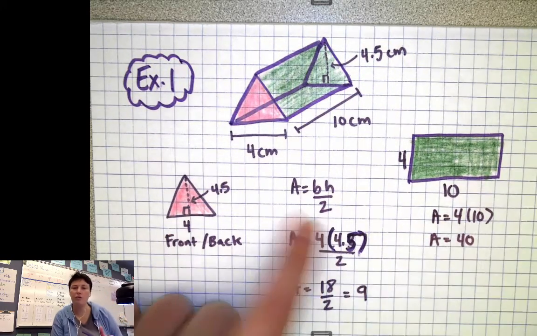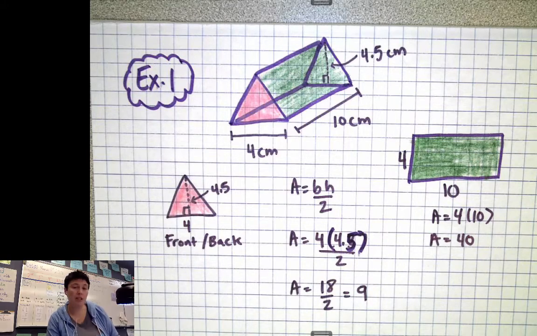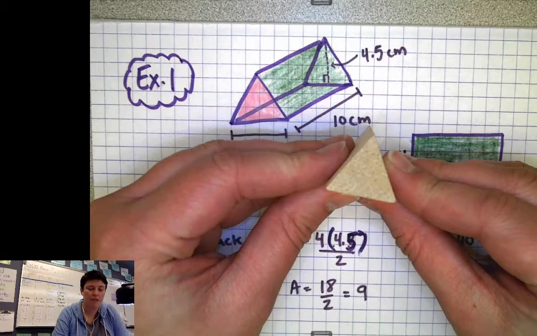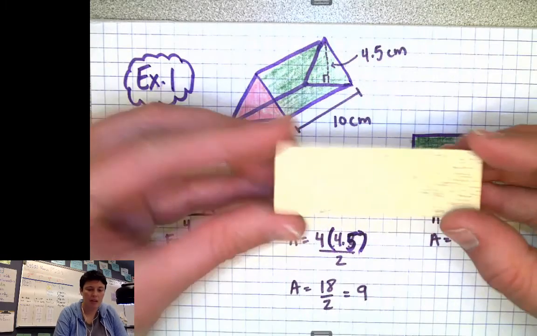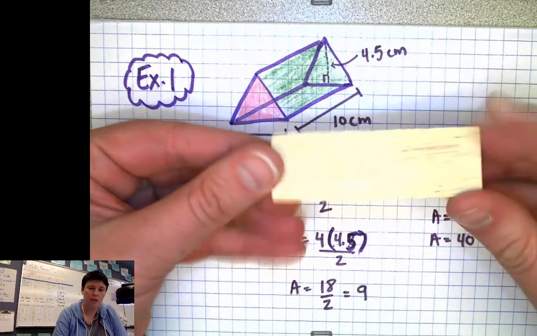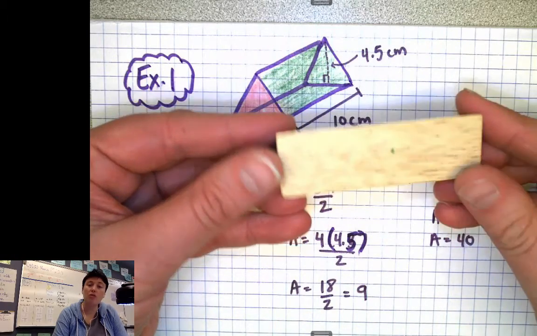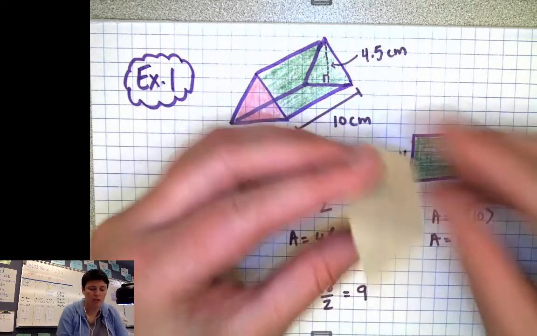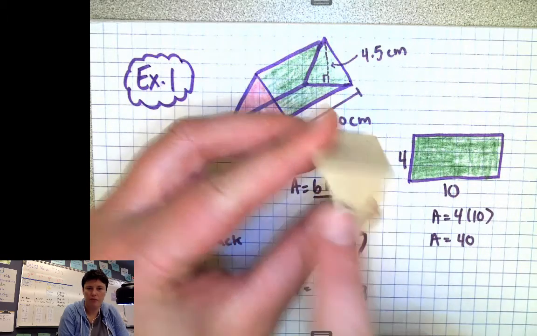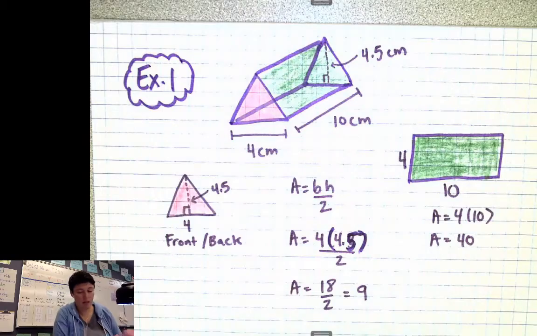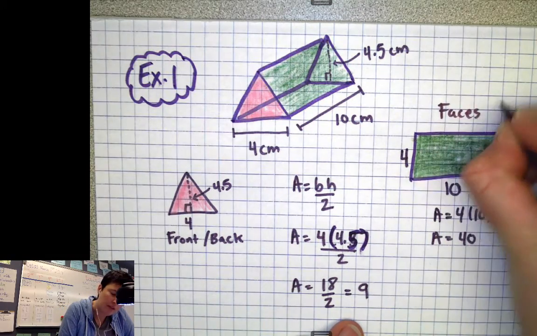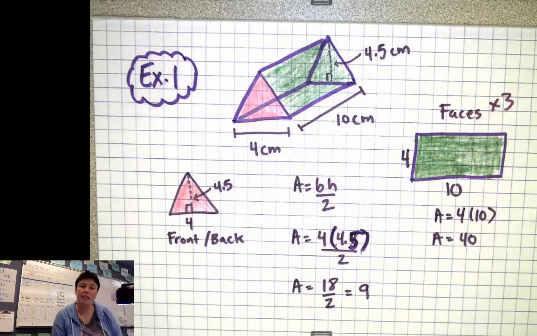Now, how many of these rectangles do we have? How many of these faces? Well, here's my triangular prism, my block. If I take it and spin it, watch. 1, 2, 3. There's only 3 of these rectangles. You can picture them because they're on the outside edge here. 1, 2, 3. So what I'm going to do is label this the faces. And I'm going to write times 3 over here so I don't forget that.